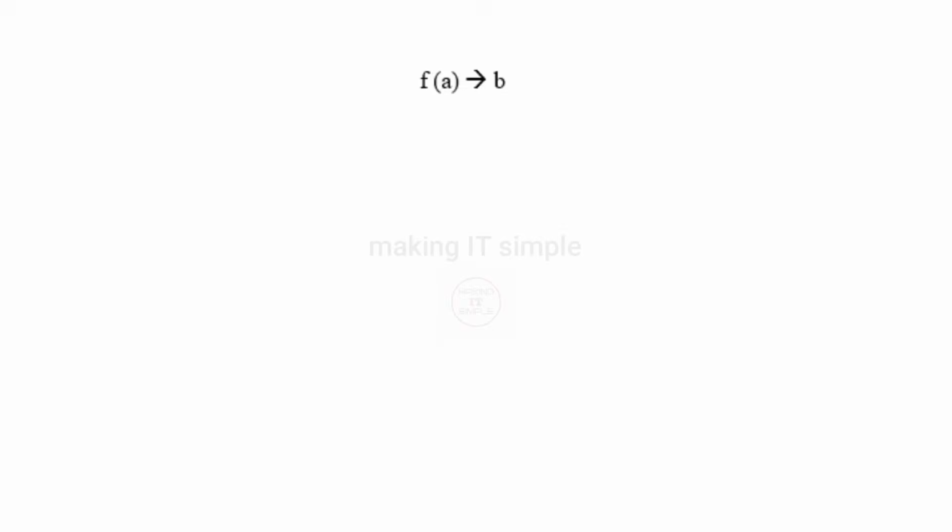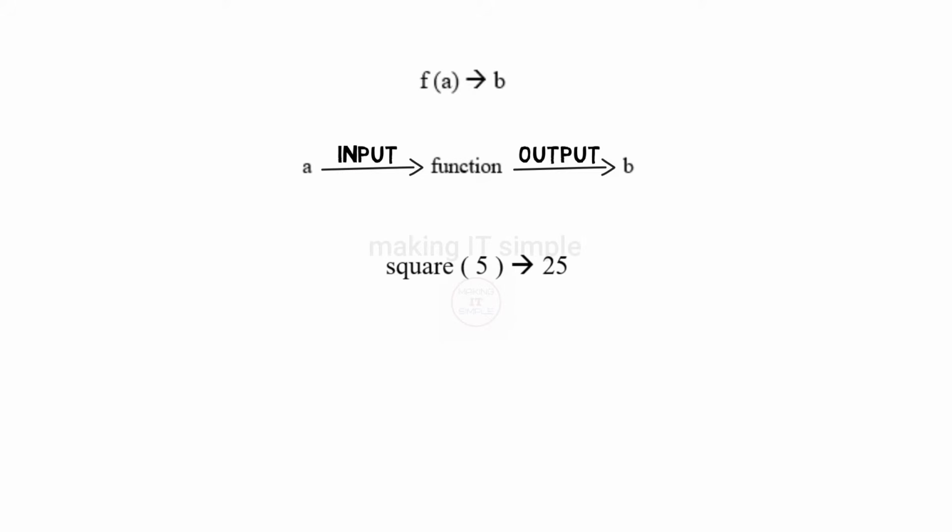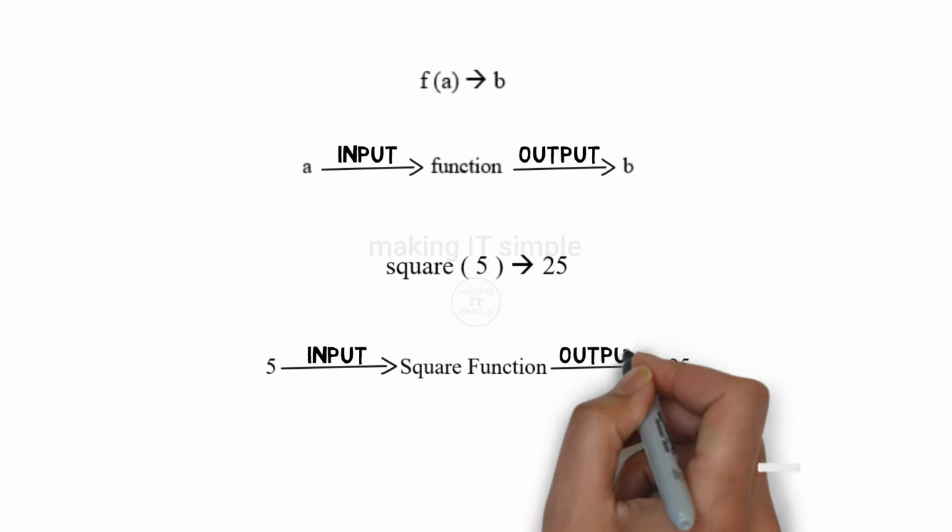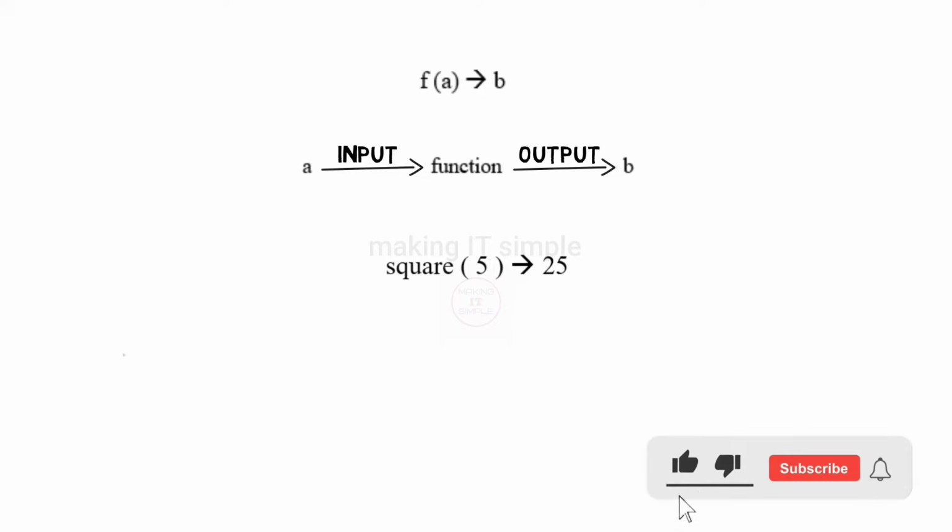So in mathematics, you must have seen this. This simply means when a is given as input to the function f, it computes and generates some output b. For example, let that function be a square function, which calculates square of a number, and we provide an input 5 to it. So simply by computing square of 5, which is 25, it will be computed as an output.